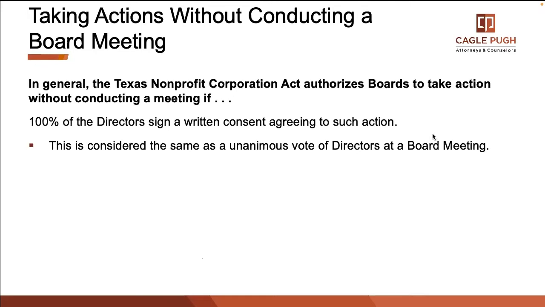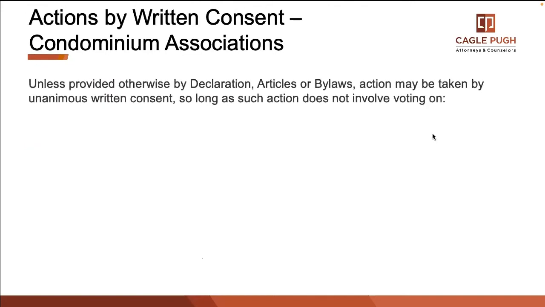All the board members agree, they all sign a piece of paper that you don't have to have a meeting. However, this general rule is both limited, expanded, and confused by the Property Code. So in general, under the Texas Business Organizations Code, the board of directors of an association can take action without conducting a meeting if 100% of the directors sign a written consent.